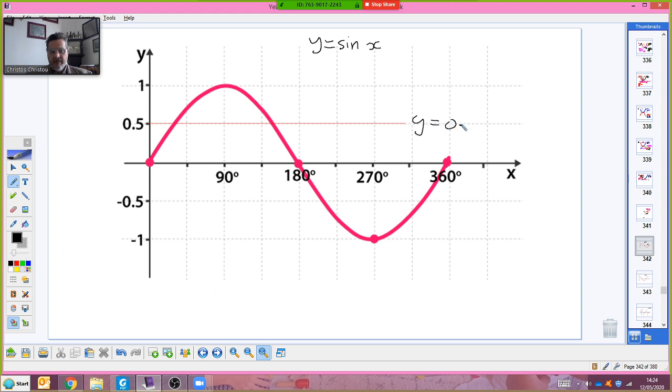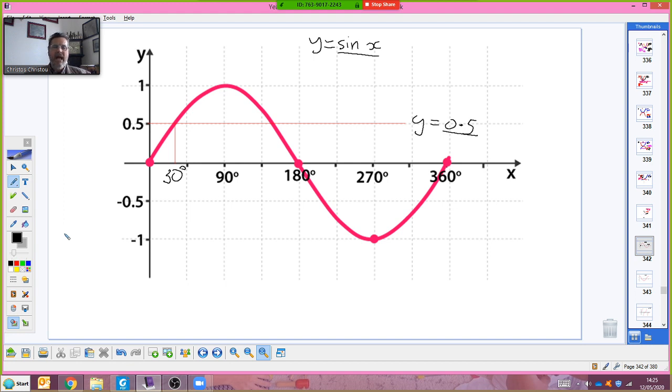y equals a half. If y equals a half and y equals sine x, I've just said find the angle when sine x equals a half. So I can talk to my calculator, put in 0.5 and ask it using inverse sine what the angle is. Don't waste your time, I'm going to tell you now. The answer is 30 degrees, because I remember as a kid, 30 degrees has a sine of 0.5.